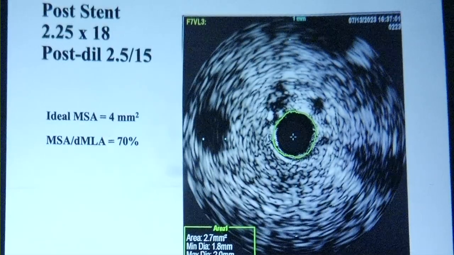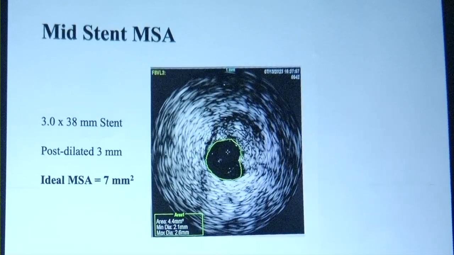So in our case, we post-dilated. So we had a 2.25 by 18 stent distally, and we post-dilated that to 2.5. The ideal minimal stent area was 4 millimeters. We got 2.7, which was less than 80%, and so we went with a larger balloon and dilated that.